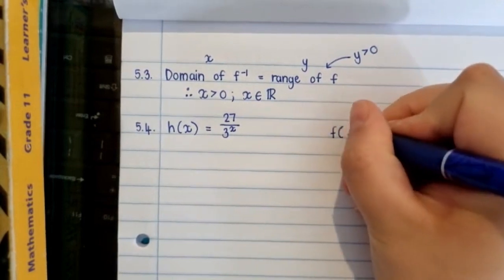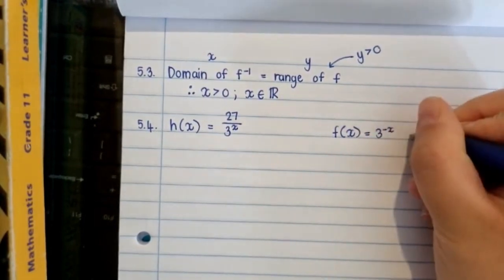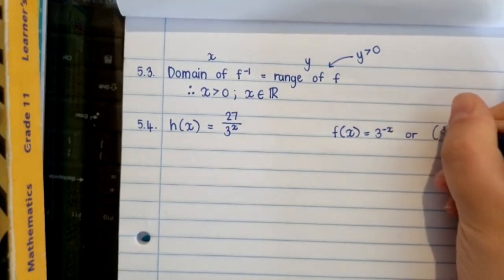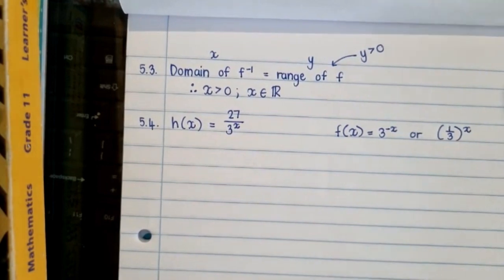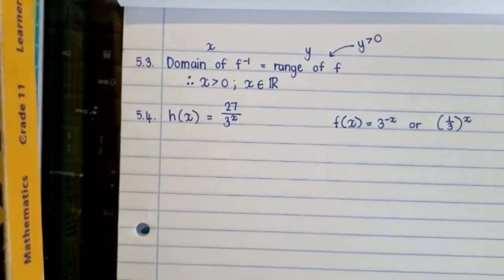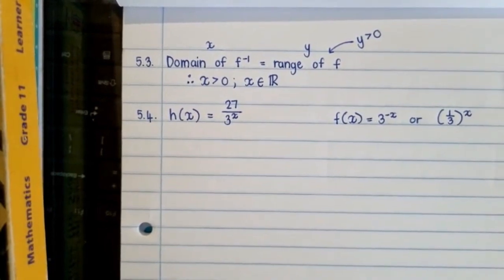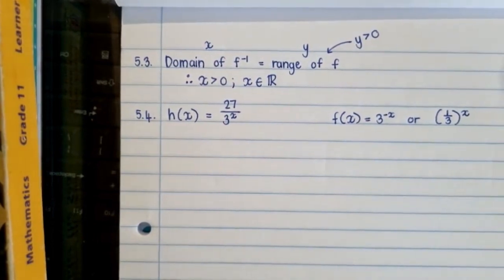Now remember, f of x was this, right? f of x was 3 to the negative x, or we could have written it as a third to the power of x. Now guys, what is a translation again? A translation is when you are moving something, right? Translation is just a shift. So moving up or down, moving from the left or the right.